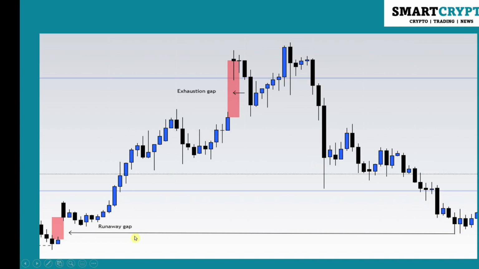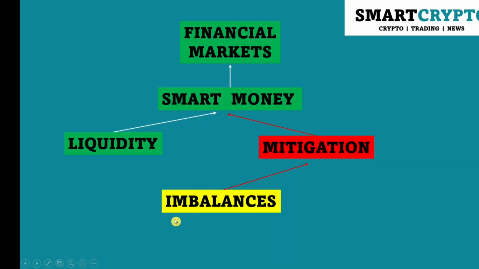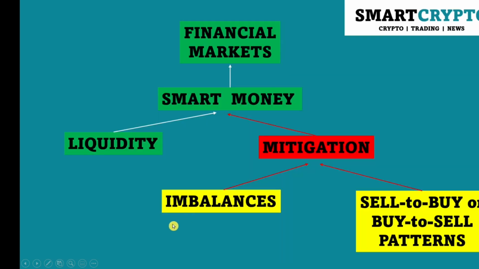The second type of mitigation I like to call the buy to sell or sell to buy pattern. Some also call them order blocks. Whatever you want to call them, most important is that you understand what it is and how it's working. A buy to sell or sell to buy pattern is created when smart money is manipulating the price in the opposite direction of its true intentions.